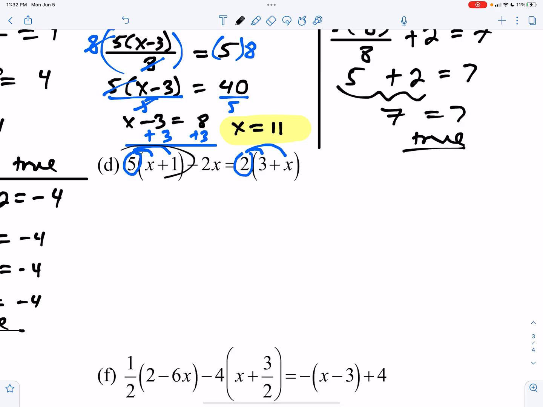So multiplying through this one here, we get 5 times x is 5x, plus 5 times 1 is 5. Minus the 2x was already there, equals. Now on the right side, 2 times 3 is 6, plus 2 times x is 2x.